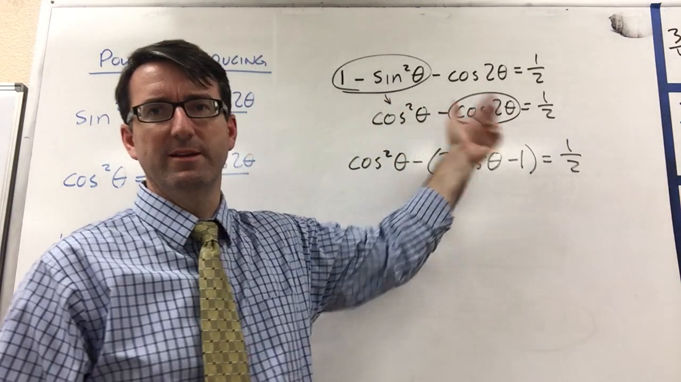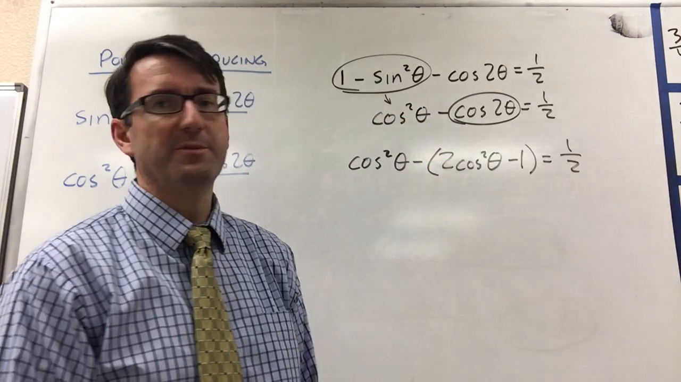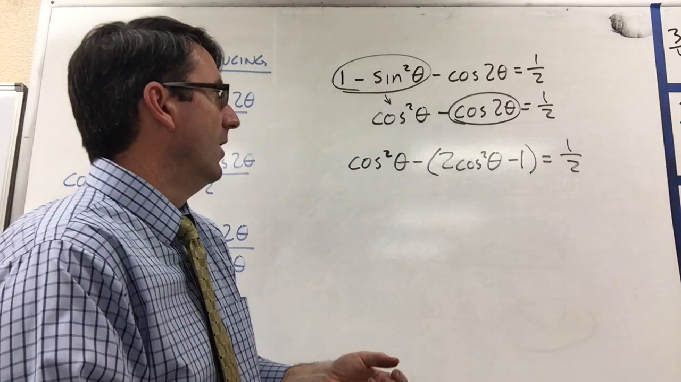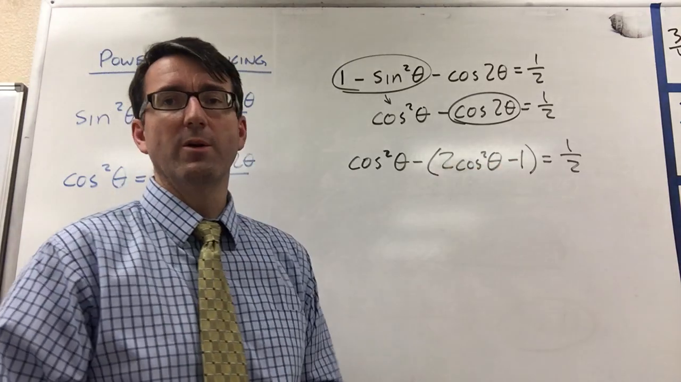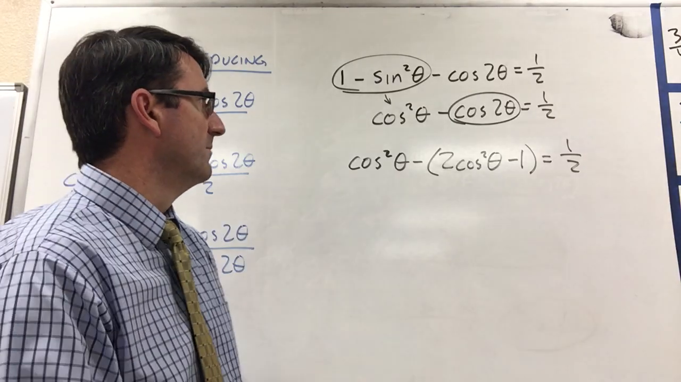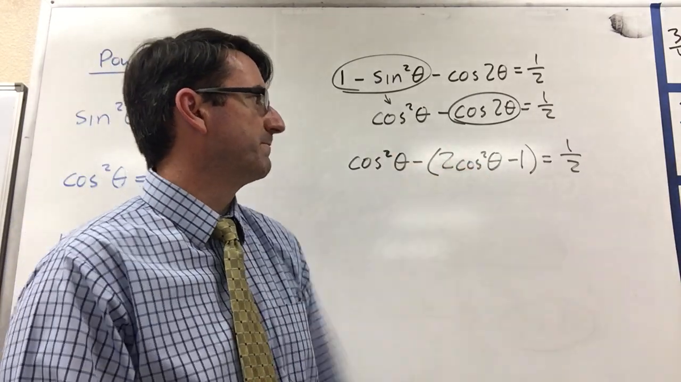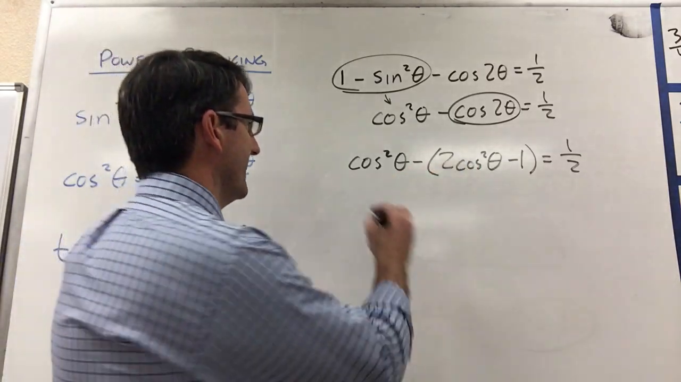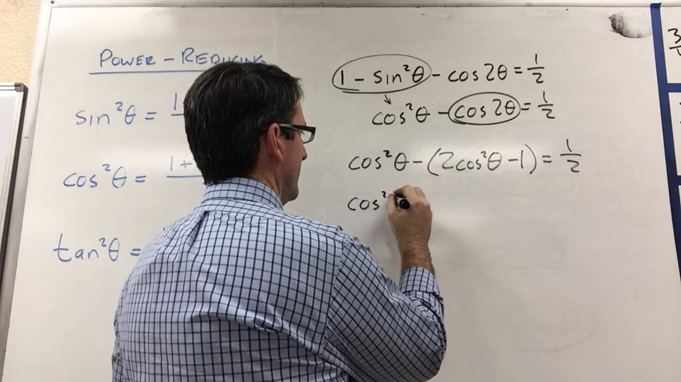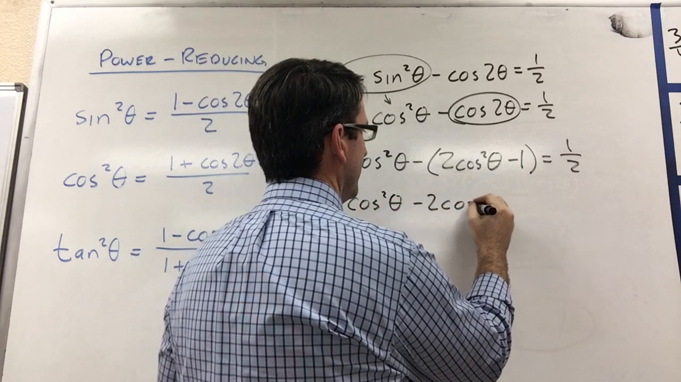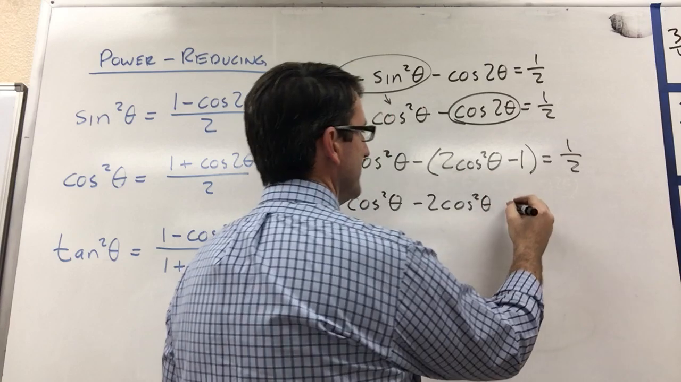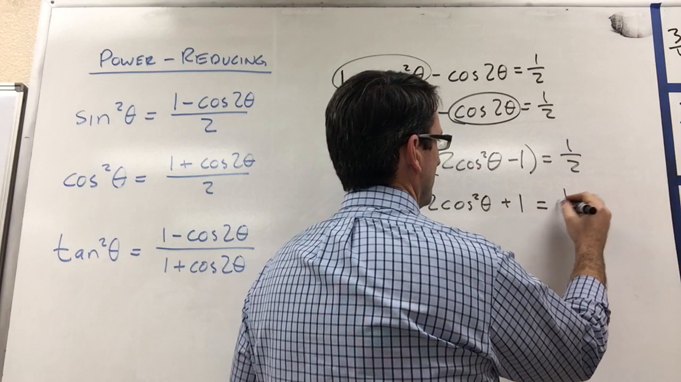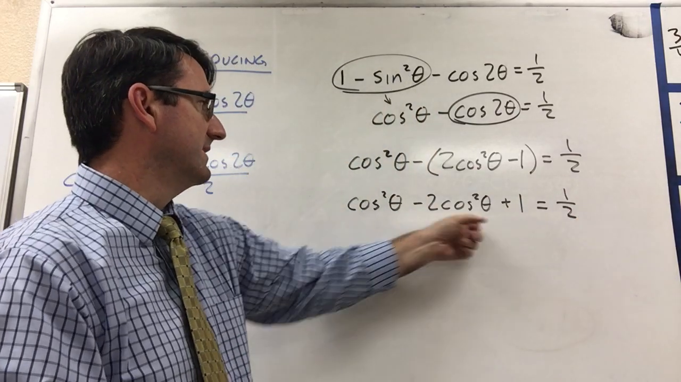Remember, we have 3 identities for cosine of 2 theta. So cosine of 2 theta is equal to cosine squared minus sine squared, or 2 cosine squared minus 1, or 1 minus 2 cosine squared. But we want everything to be cosine. So now we've got this. And now let's distribute that negative sign. So we get cosine squared theta minus 2 cosine squared theta plus 1, because that negative sign gets distributed, is equal to 1/2. And now we can subtract these.